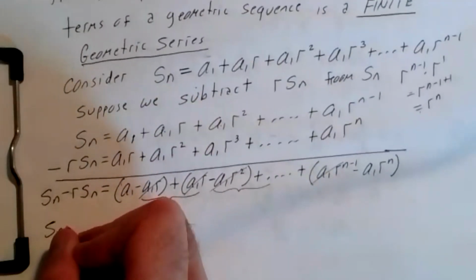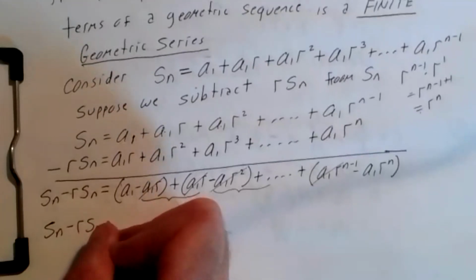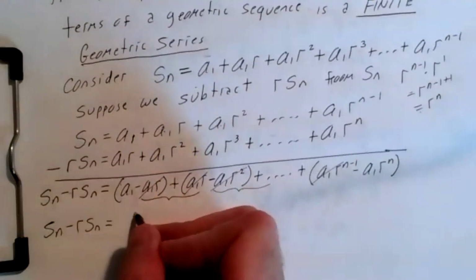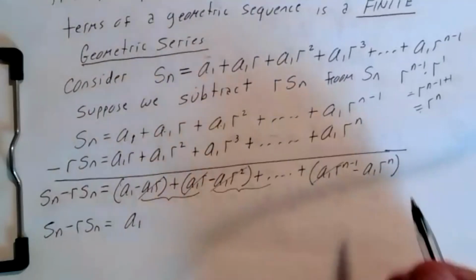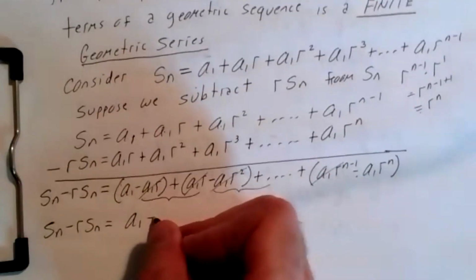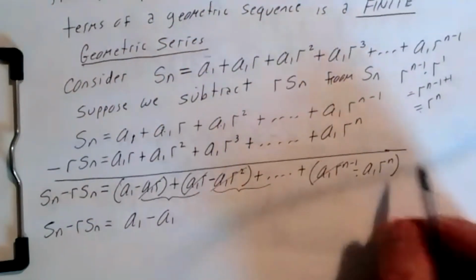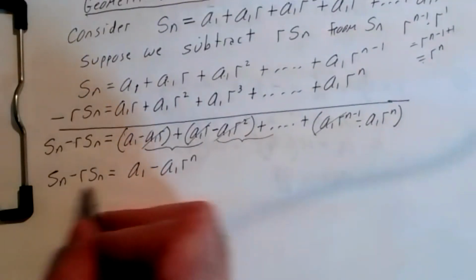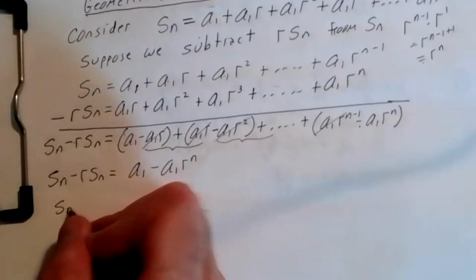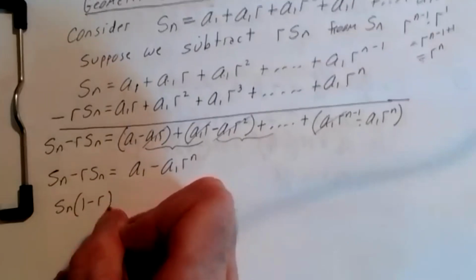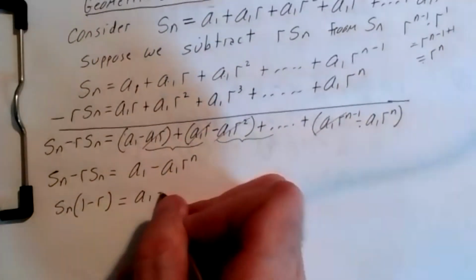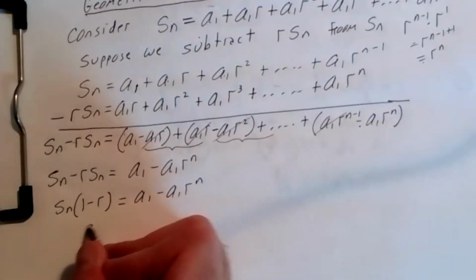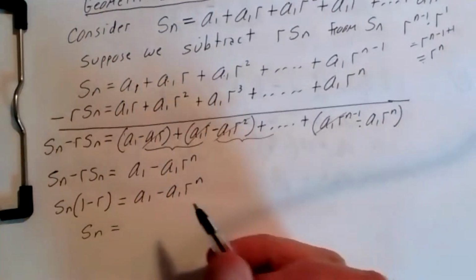We're going to have the nth partial sum minus r times the nth partial sum is equal to your first term that survives minus your first term times r to the nth power at the very end that survives. Now to solve for the nth partial sum, we first factor out our nth partial sum on the left side of our equation, leaving behind 1 minus r. That's equal to a sub 1 minus a sub 1 times r to the nth. Dividing both sides by 1 minus r, we generate a very important formula.